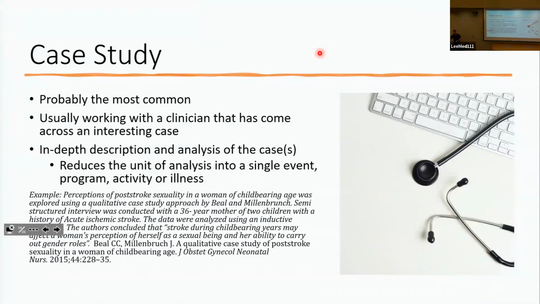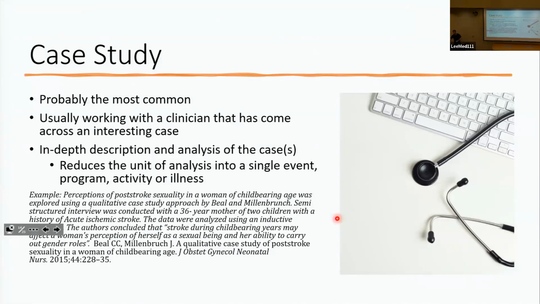The perceptions of post-stroke sexuality in a woman of childbearing age was explored using a qualitative case study approach by Baugh and Millenbruch. So semi-structured interviews. They're not collecting numerical data, they're just engaging in what are called semi-structured interviews, so interviews that have a specific format, that were used with a 36-year-old mother of 2 children with a history of acute ischemic stroke. So this is just one patient. 36 years old, she had an ischemic stroke, and now they're asking her questions about how this has affected her life.